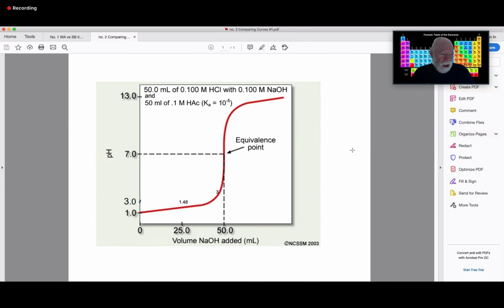Okay, now I don't get it. They're both 0.1 molar. If you look at the top, it was 0.1 molar hydrochloric acid, 0.1 molar hydrochloric acid, and 0.1 molar acetic acid. Shouldn't the pH be the same? No, because the weak acid doesn't break up completely, and therefore notice you get a higher pH for the start of the weak acid versus the strong acid.